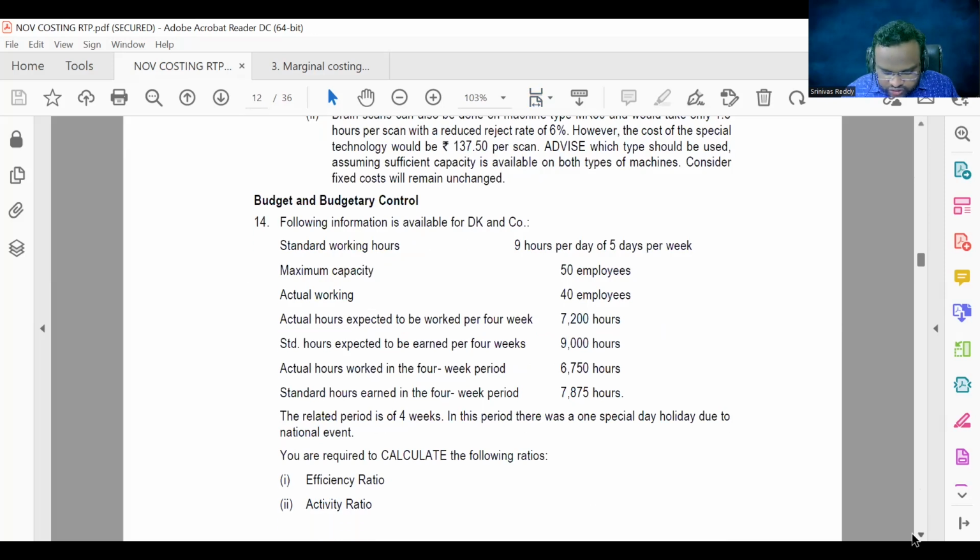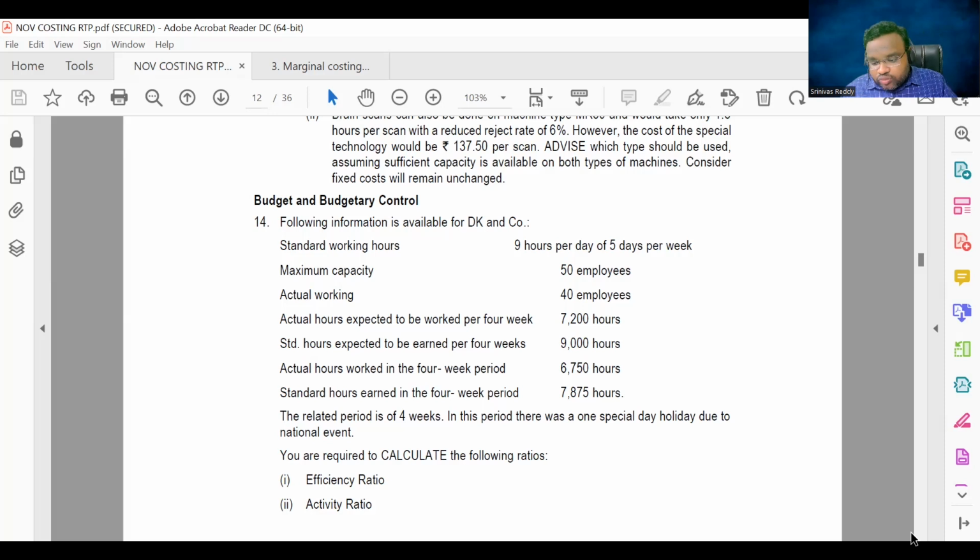So what did they ask you? You are required to calculate the following ratios. Hope you are very familiar with these ratios, right? Efficiency ratio. How will you calculate efficiency? It can be calculated based on hours or based on output. If it is calculated based on hours, it is standard hours by actual hours.